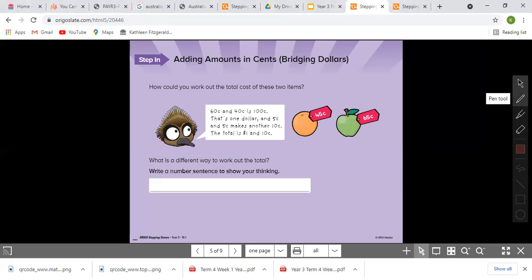A number sentence would be 45, and in this case we're going to have to say that it's cents, plus 65 cents equals 110 cents, which is the same as $1, 100 cents in a dollar, $1.10.